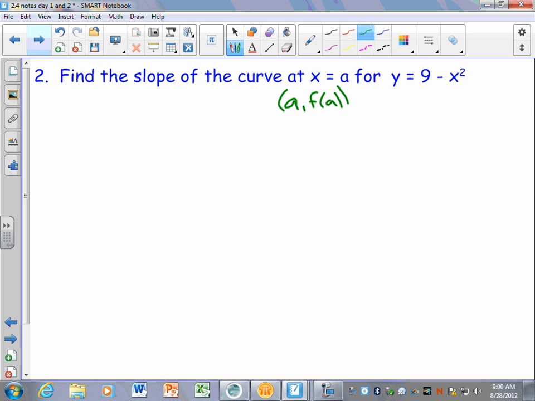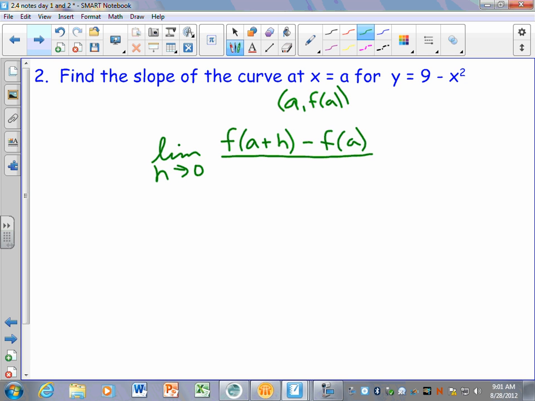Here's my equation. This is my curve. I want to know at any a value, what could I do to find the slope? And I'm just going to start with my formula. I'm going to take the limit as h approaches 0. This is the formula you need to know. f of a plus h minus f of a. And you can subtract the x values if you want, but as Sarah pointed out, it's just going to be h on the bottom. So you don't have to write a plus h minus a, but it's okay if you do.